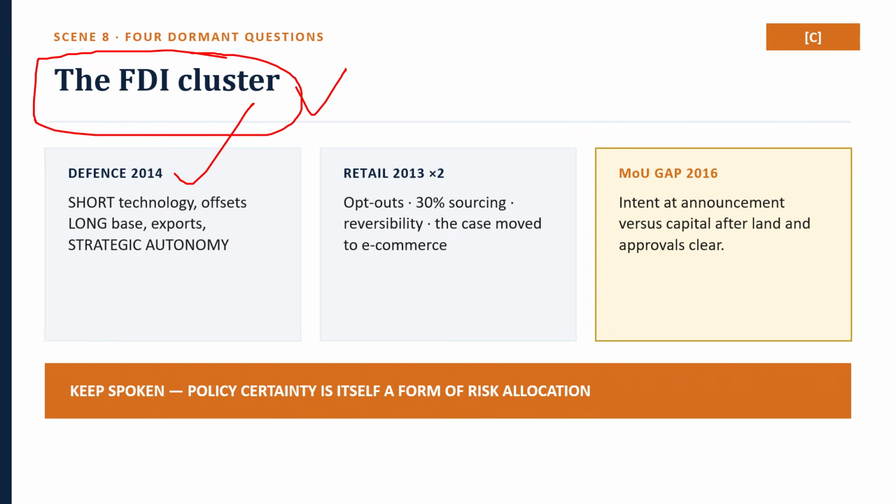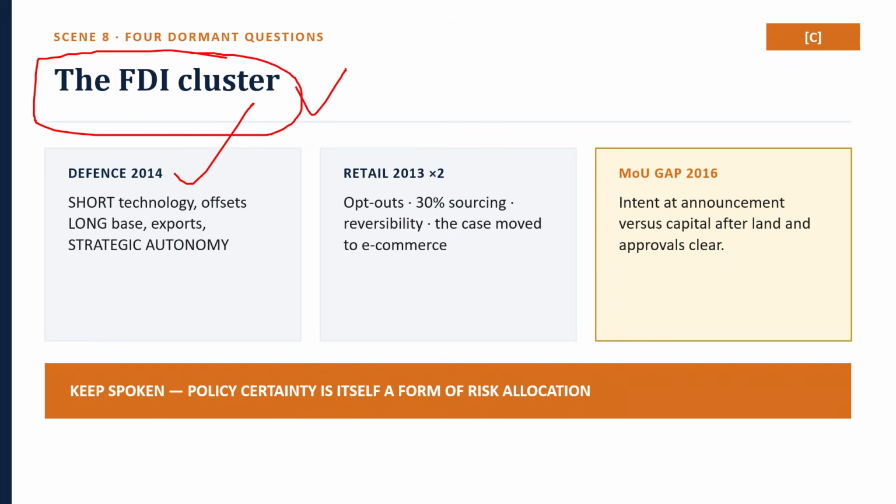And why did it not pick up? Five reasons. They are all still true. One, states could opt out, so the market was fragmented by geography. The second one is that 30% local sourcing from small industry was operationally hard to satisfy at scale.